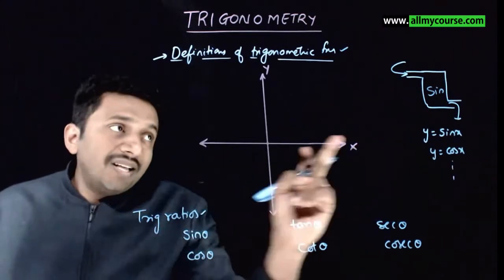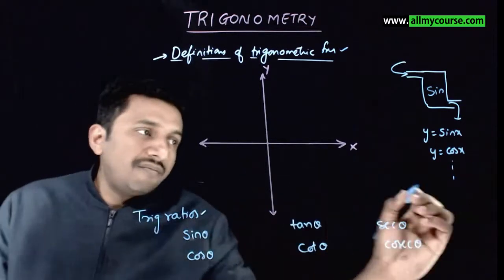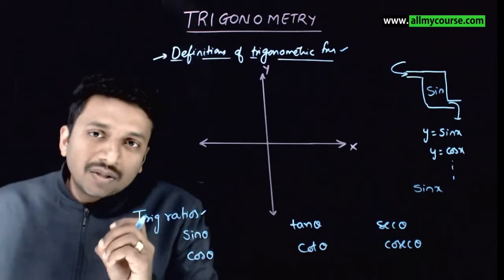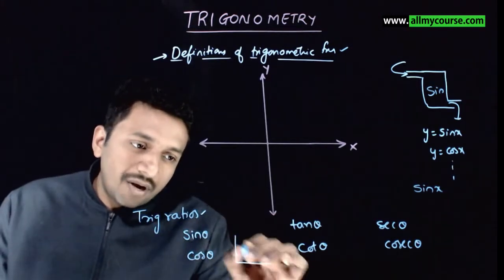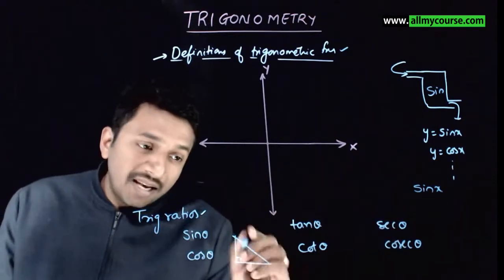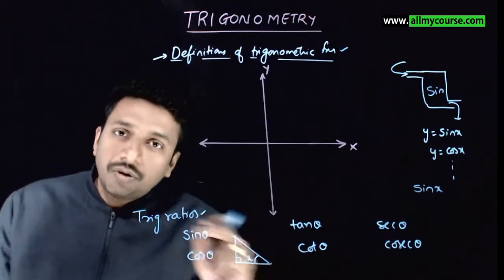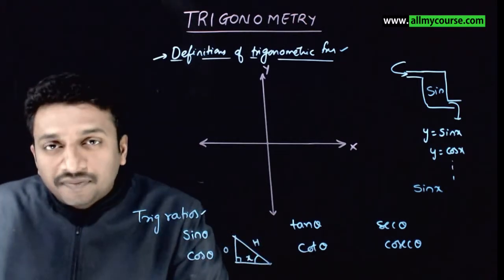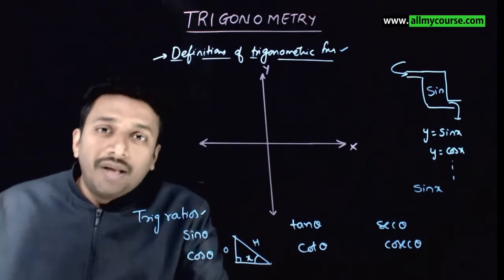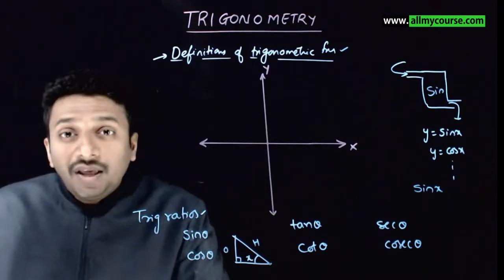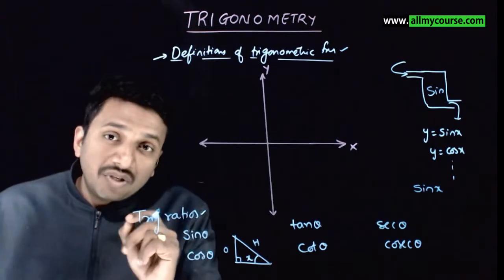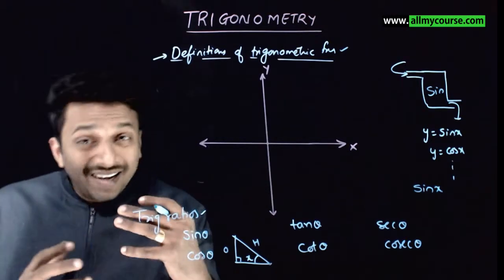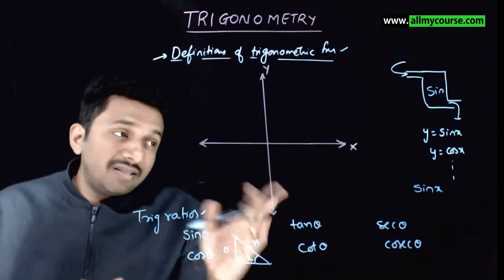Now, what is the definition of sin x? In your lower classes, what you have done is you have drawn a right angle triangle whose one of the acute angles is x. Once you draw this triangle, the opposite side by hypotenuse is the value of sin x. This definition is valid only for acute angles. Now we are going to see the definition which works for all the angles: acute, obtuse, negative angles, whatever the angles are.